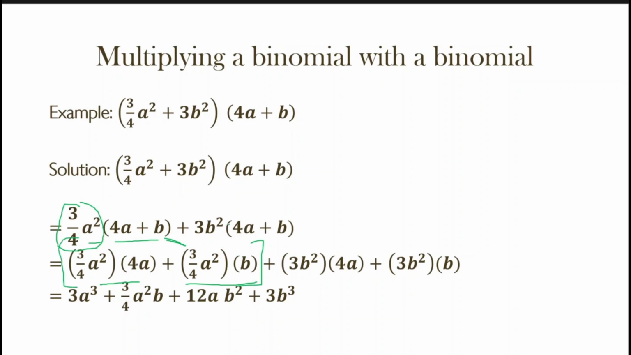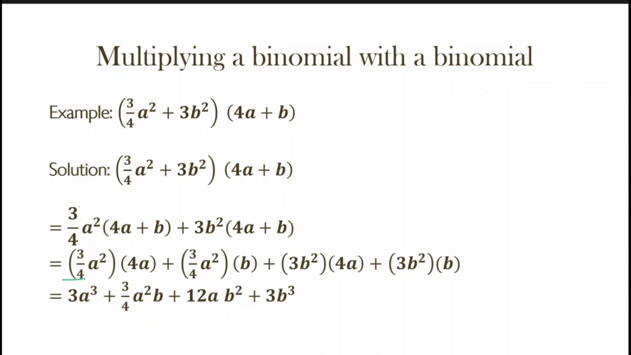Now on a similar note, for 3b square, there was a plus sign, so I kept the plus as it is. This 3b square needs to be multiplied with everything inside the bracket 4a plus b. So I multiplied plus 3b square with plus 4a. Then I multiplied plus 3b square with plus b. Now we are left to just simplify it, keeping in mind the three rules that we have studied in the previous videos, algebra part 5: first multiply the signs, then the numeric coefficients, and then at the last the variables.